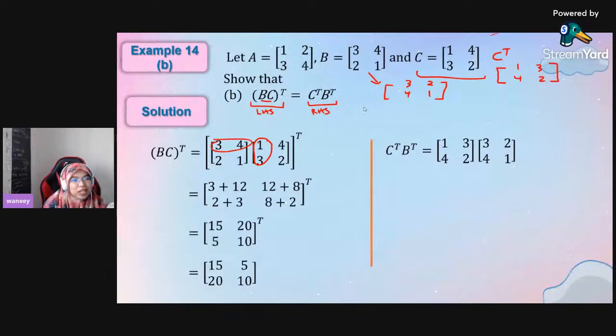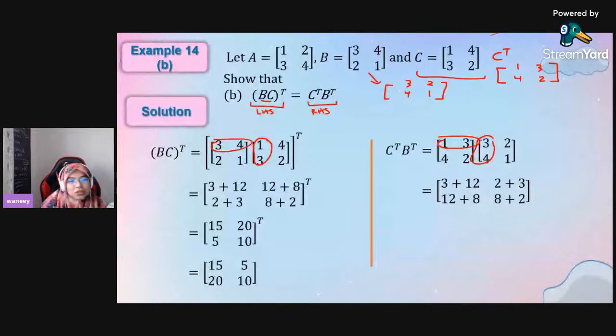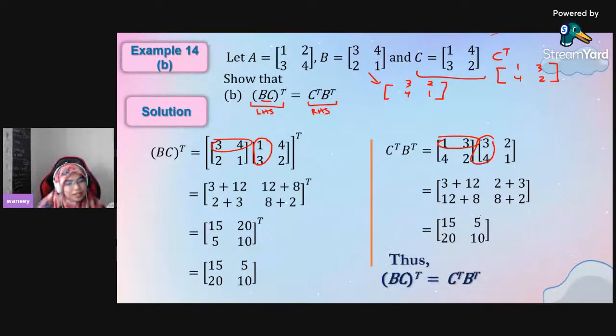Multiply them together. So we are going to do the row, multiply with the column. So this one is 1 times 3, 3 times 4, and then 1 times 2, 3 times 1. 4 times 3, 2 times 4, 4 times 2, 2 times 1. So you're going to multiply them together. So it will become 3 plus 12, 2 plus 3, 12 plus 8, 8 plus 2, which is 15, 5, 20, 10. And this is actually equal to BC transpose. Thus, you will say that BC transpose is equal to C transpose B transpose.